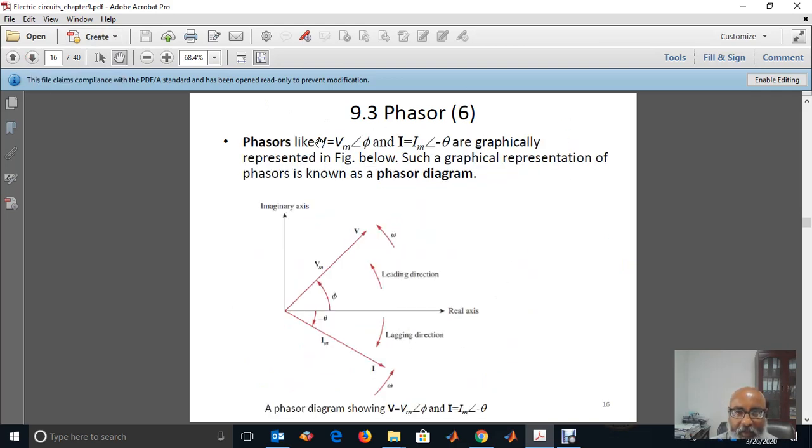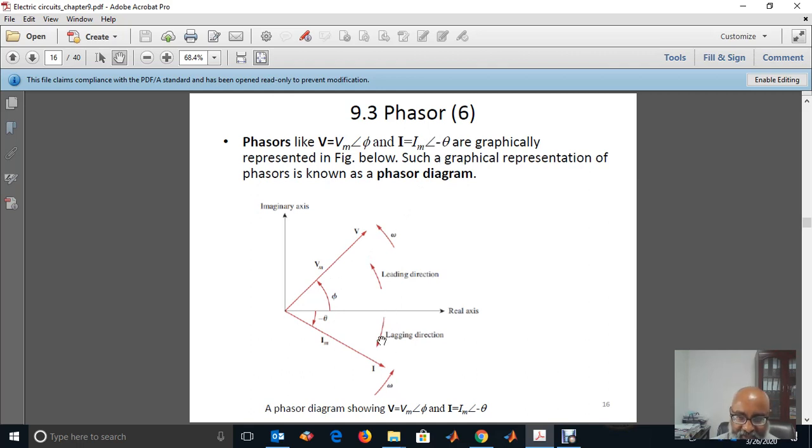All right, so if I have a phasor form, for example, the voltage V, where I represent it as Vm at an angle of phi, and the current I as Im at an angle of minus theta. This is an example, shown graphically: I have the real axis here and the imaginary axis. Then Vm at an angle of phi has amplitude Vm and angle phi. And Im at an angle of minus theta.